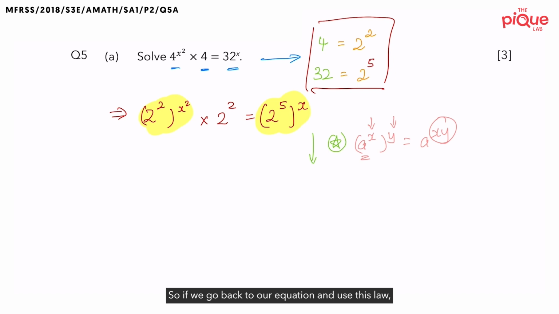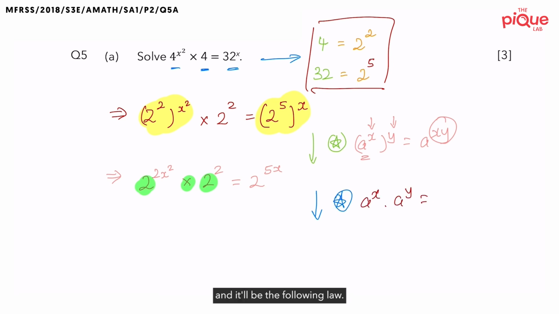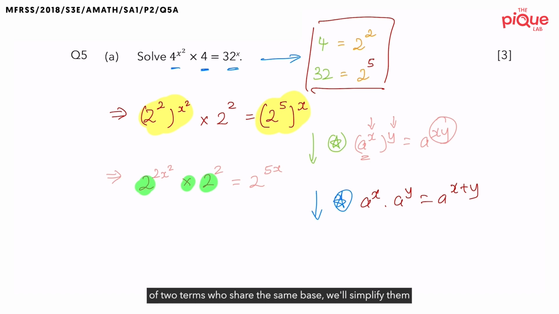So if we go back to our equation and use this law, we will get out the next step as follows. Now, notice on the left-hand side, we have a product of two terms, and these two terms share the same base. This is where we will activate our next law of indices, and it will be the following law. Recall that in this law, it tells us when we have a product of two terms who share the same base, we will simplify them by simply adding up their exponents together.